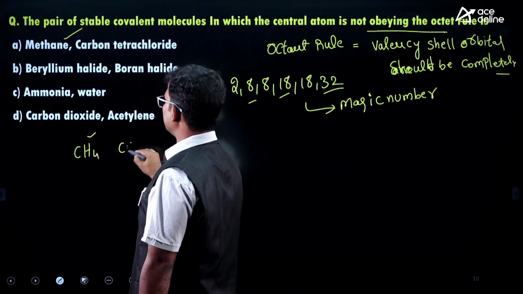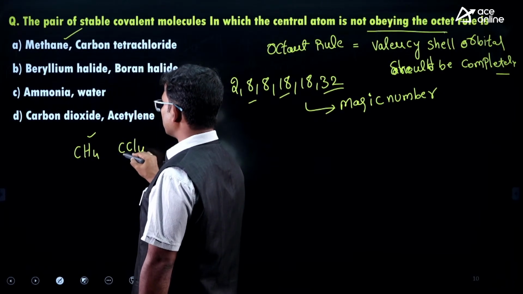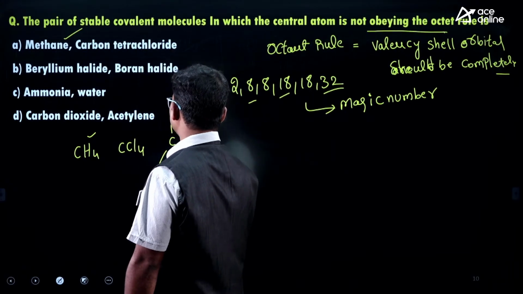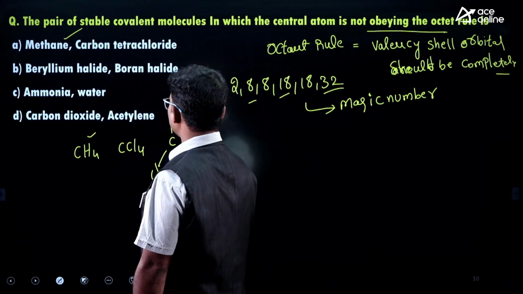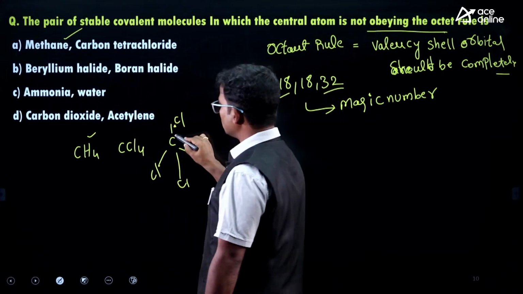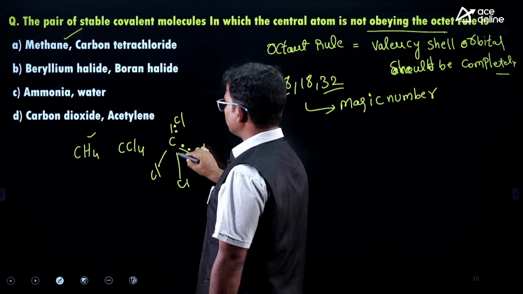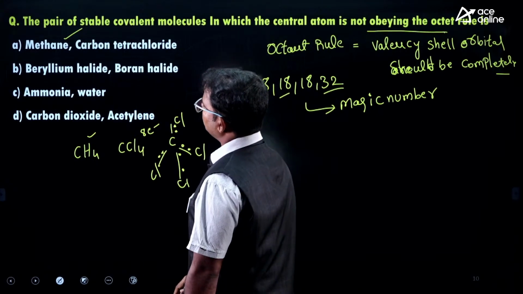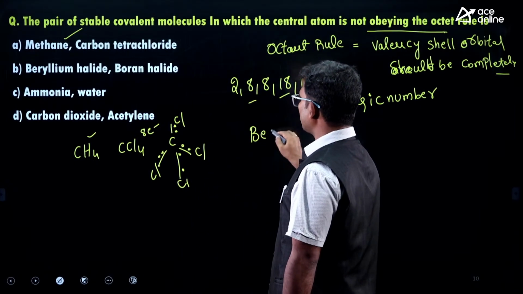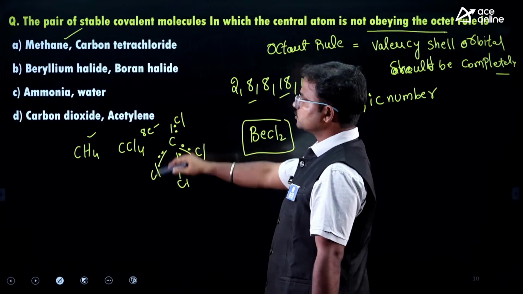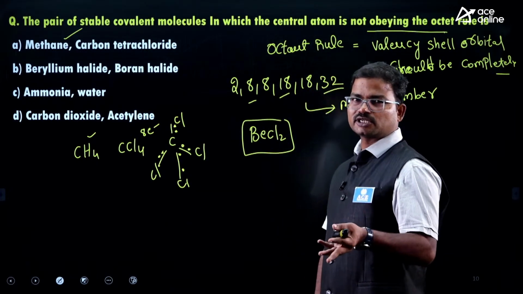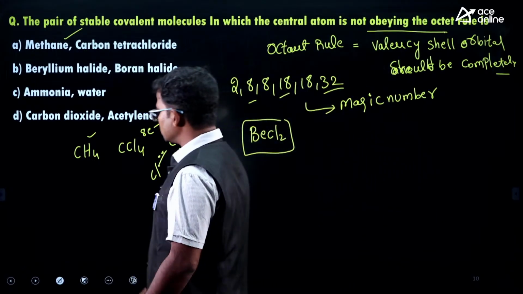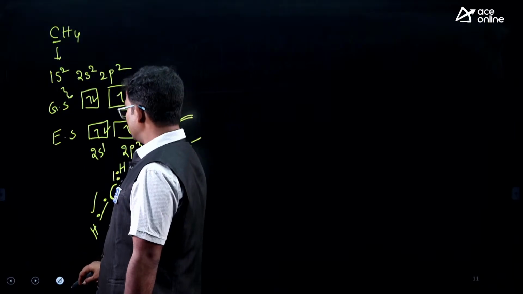Next, carbon tetrachloride, CCl4. Here also carbon is connected with 4 chlorine atoms. Each chlorine can donate 1 electron, and carbon can also share 1 electron. Finally it has 8 electrons in its valency shell. Next, beryllium halide, BeCl2. If you follow this method, it is completely time consuming. That's why here I mentioned one of the shortcuts, based on which you can easily solve that one. So this is the shortcut.